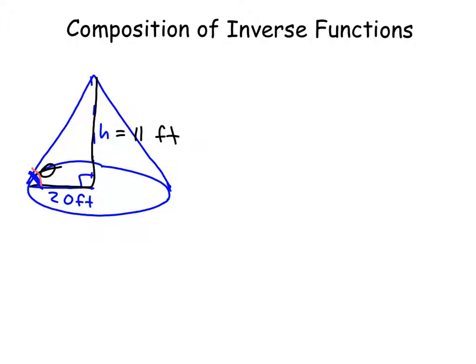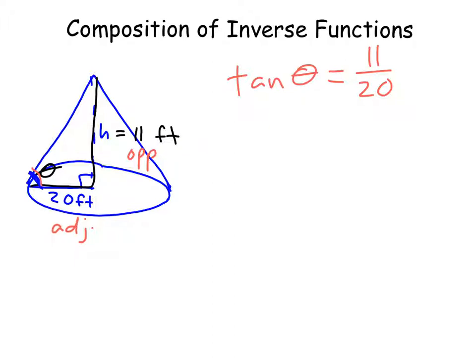So here's what we know, that it was 11 feet tall, and it had a radius at its base of 20 feet. Now I'm going to set up an expression that the tangent of our angle is opposite over adjacent. That's why I chose the tangent ratio. Its tangent value is 11 over 20. Easy enough.